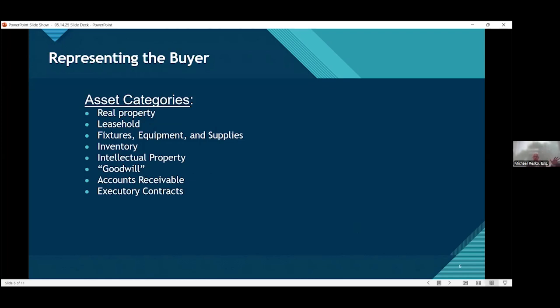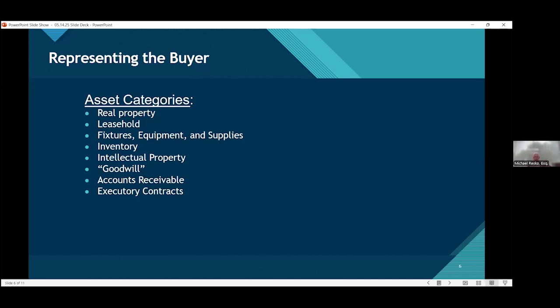Real property, right? If there is real property being sold as part of the business, you would then have a deed, and you would have the New York City and New York State transfer taxes, depending on where the real property is located. And you'd have title work done, and that would take place within the framework of the overall transaction, right? The leasehold I mentioned, fixtures, equipment, supplies.